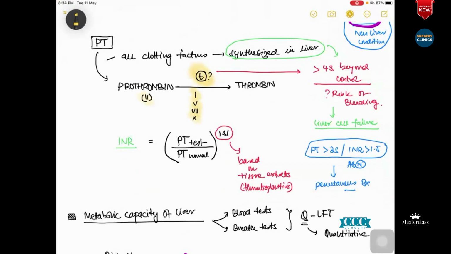Now, if this somehow gets increased, it means that your liver is unable to synthesize these clotting factors, and there is a risk of bleeding because of that. Because your liver cell is not functioning properly, these clotting factors are not getting synthesized, and there is a risk of bleeding, right? So suppose you have a clinical situation where you want to do, say, a biopsy from the liver, and now you have a raised PT/INR. Suppose you want to drain an amoebic liver abscess, and the patient is not doing clinically well.